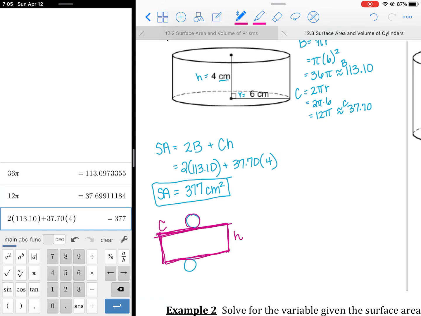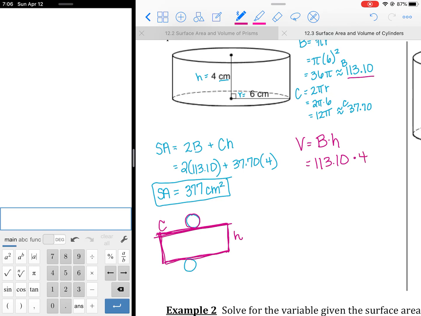So now let's figure out how much can fit into the cylinder, and that means filling the three-dimensional space. So that's where we use our volume formula. To figure out how much could fill this, we're going to use the area of the base times the height. So I already found the area of the base up here. So I'm going to do 113.10, and multiply that by the height of the cylinder, which was 4.